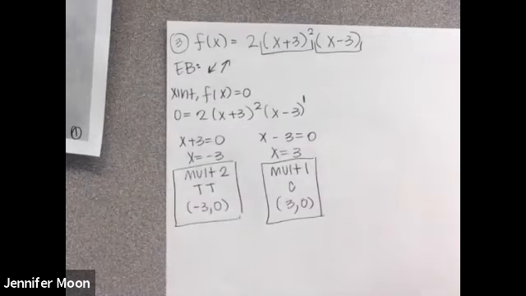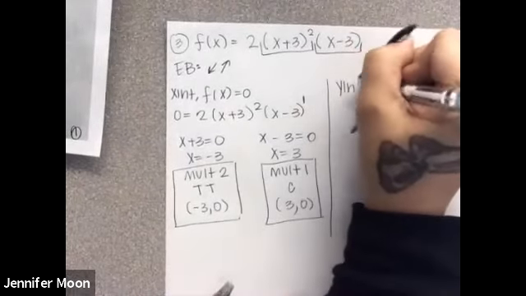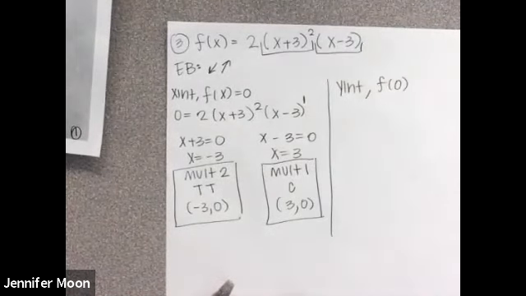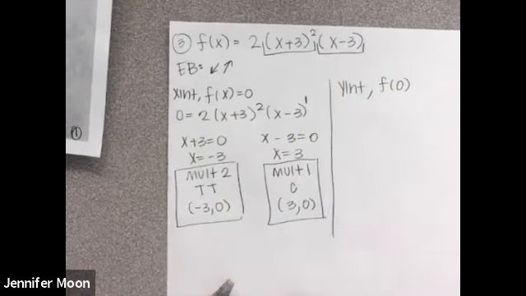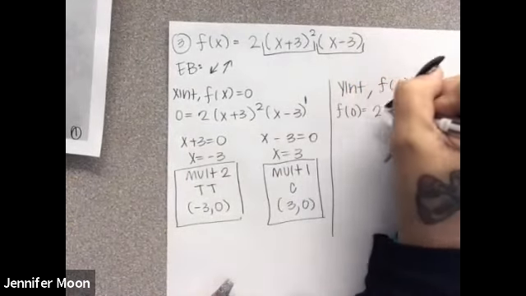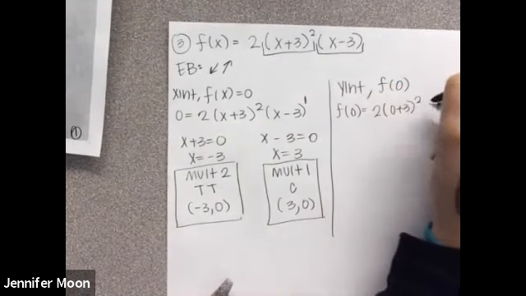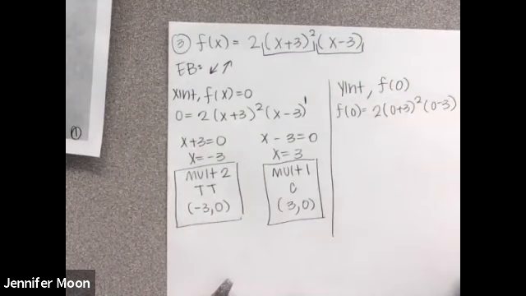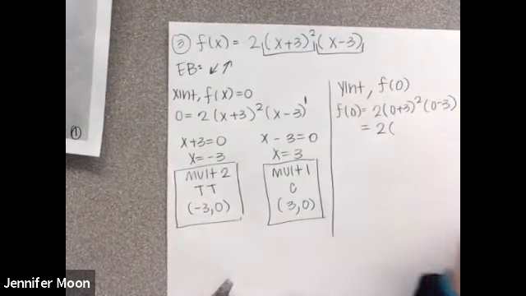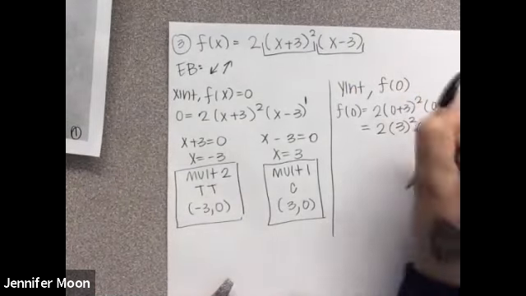Okay, now I need to find my y-intercept. My y-intercept occurs when x equals 0. So we do f of 0. This means wherever you see an x, make it a 0. So f of 0, I get 2, open, 0 plus 3, close it and square it. Open, 0 minus 3, close, equals 2, open, that would be 3, square it. Open, that would be a -3.